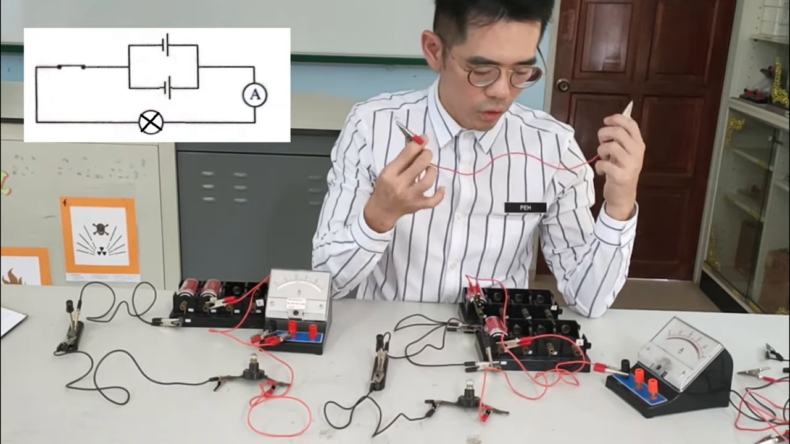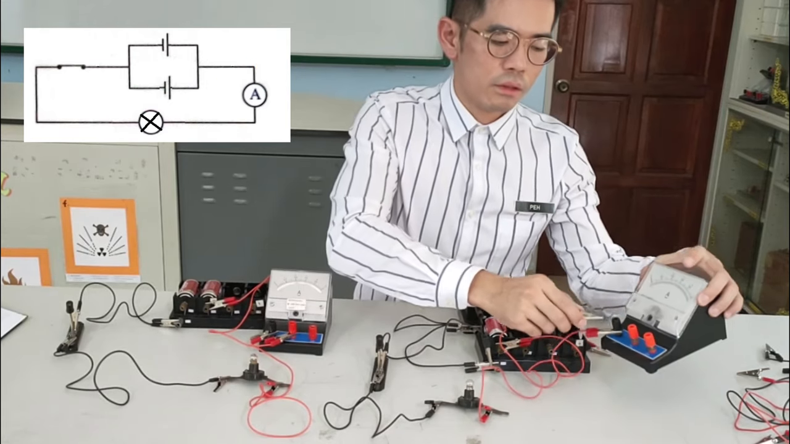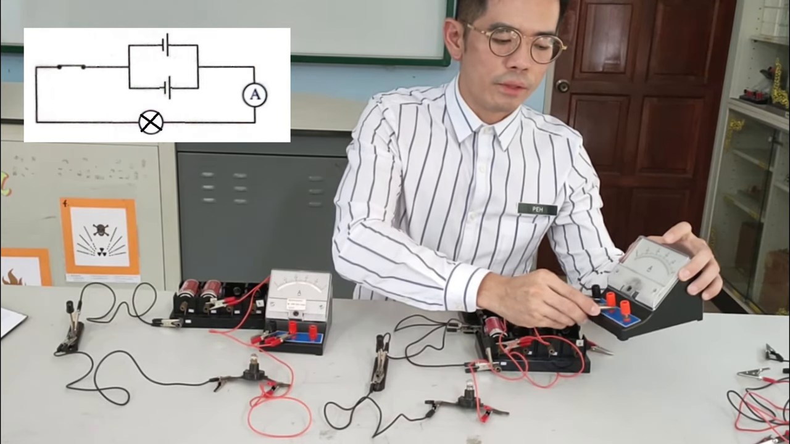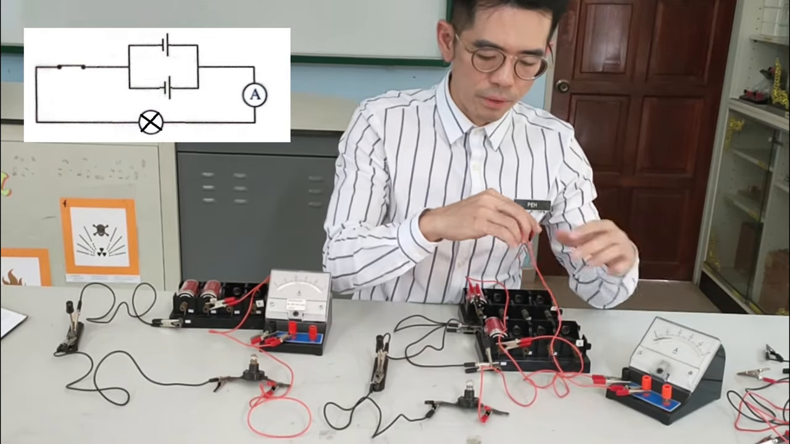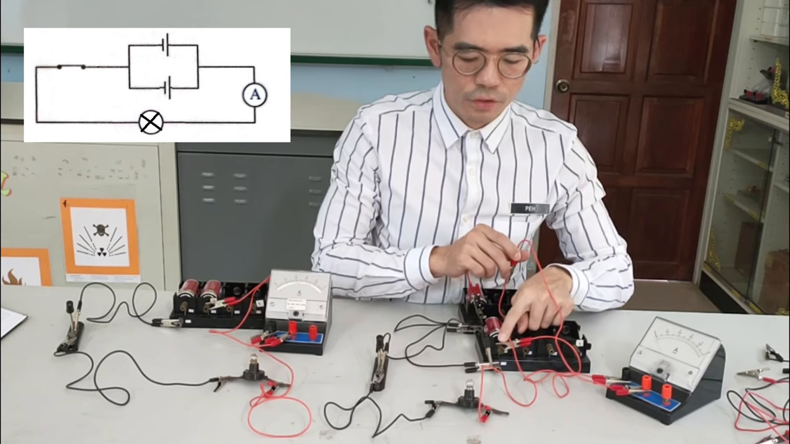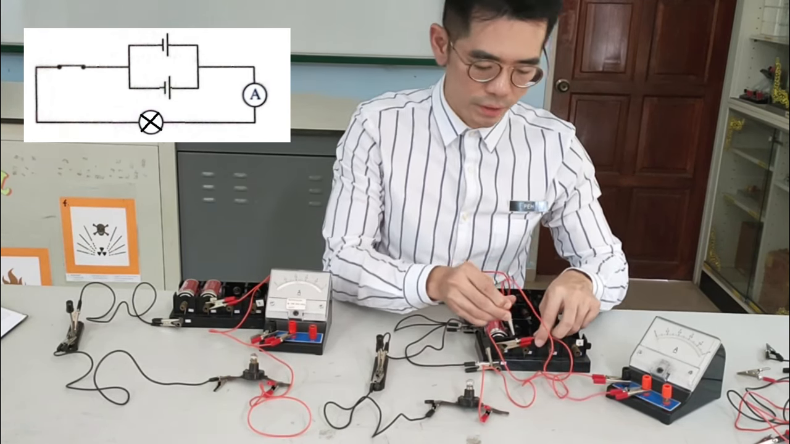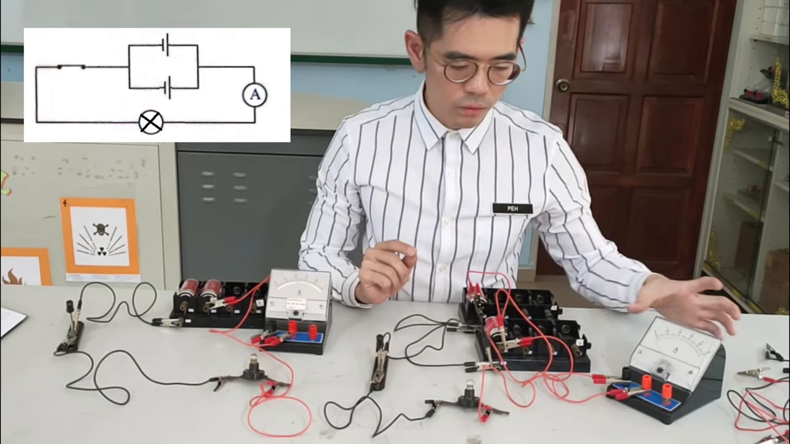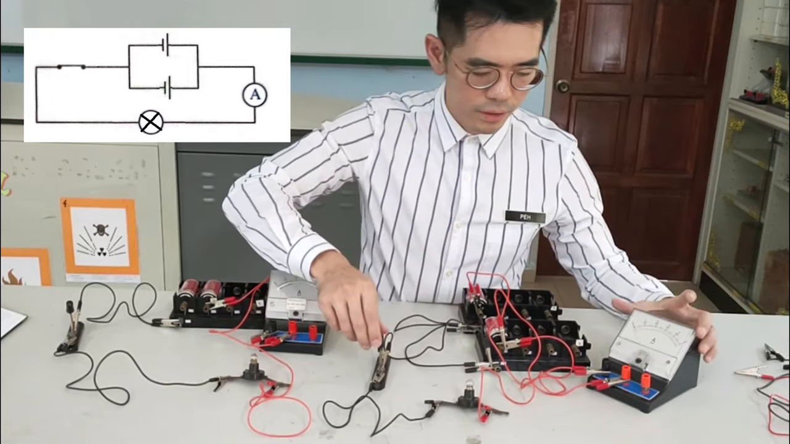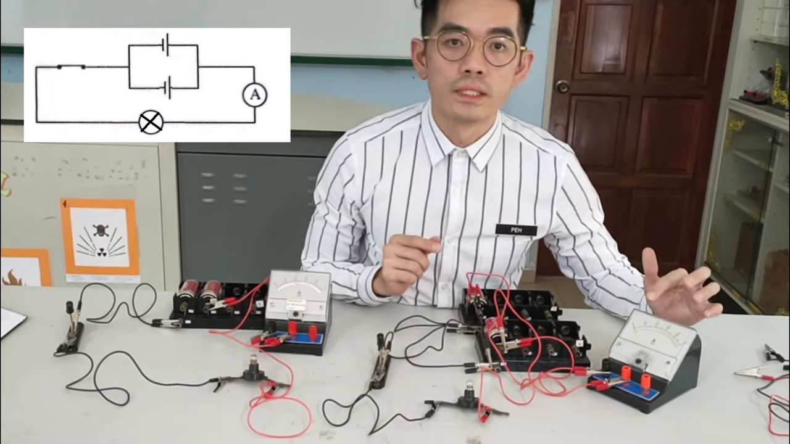Now let us continue connecting the positive terminal of the ammeter, which starts with 1 ampere. Then the other side will go to the positive terminal, which is at the first button at the top of the second dry cell here. Okay, so now let us observe the brightness of the bulb and its current flow.